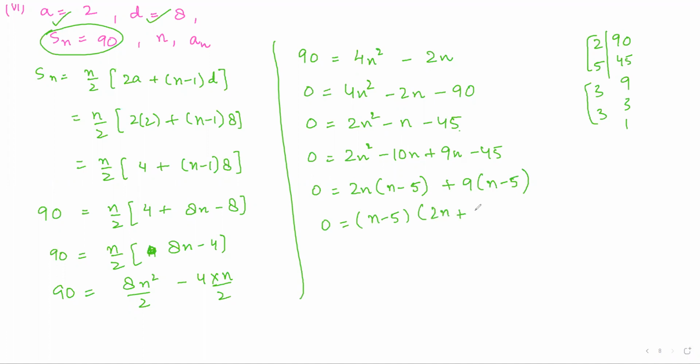So 2n plus 9. So my quadratic equation has reduced into two linear factors. So I'm going to equate both the factors to 0. So n minus of 5 is equal to 0 and 2n plus 9 is equal to 0, right? So this gives you n is equal to 5 and this gives you n is equal to minus of 9 divided by 2.